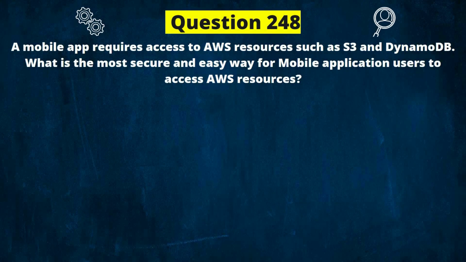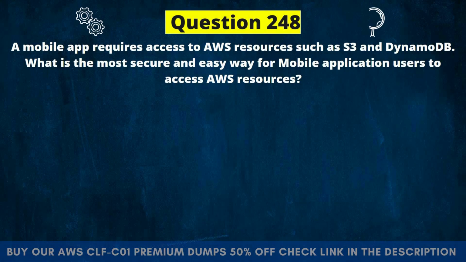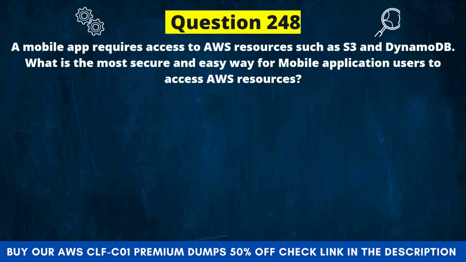Next question. A mobile app requires access to AWS resources such as S3 and DynamoDB. What is the most secure and easy way for mobile application users to access AWS resources? And the options are A.